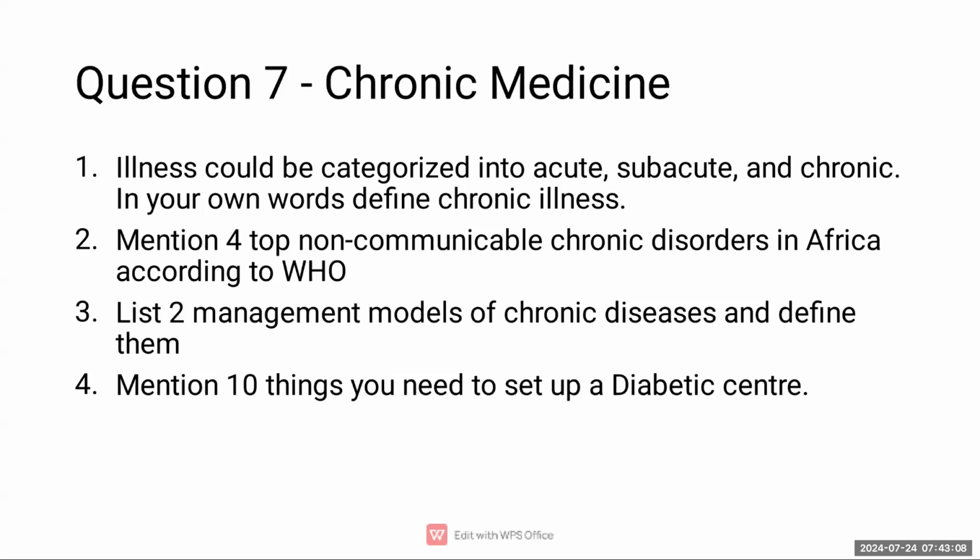Okay, actually, the question says, in your own words, define chronic illness. You may be trying to relate it to acute and subacute. But in my review, I met some definitions where I said acute is most times of sudden onset. The symptoms may be severe, and most times they are actually treatable.